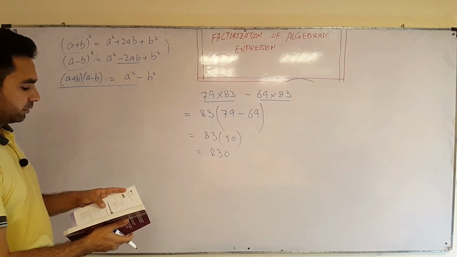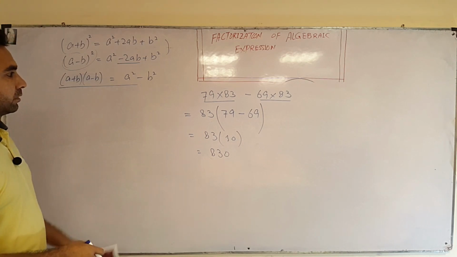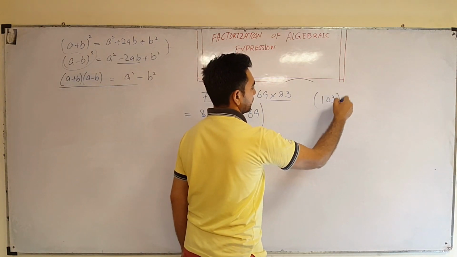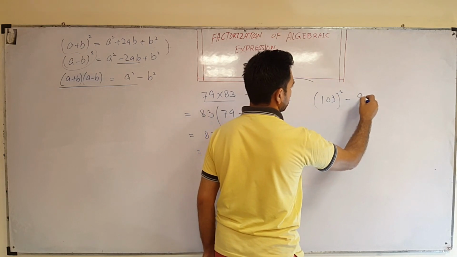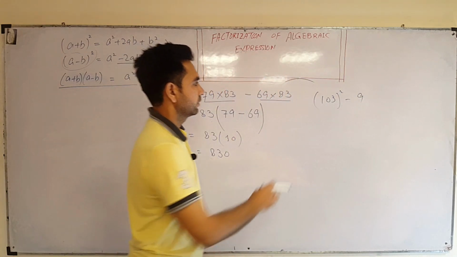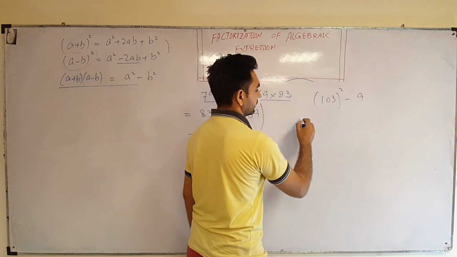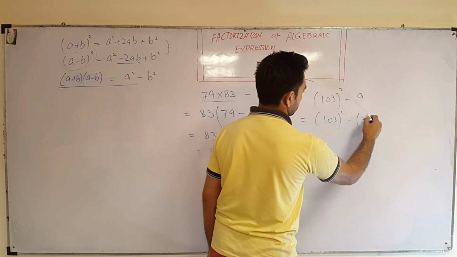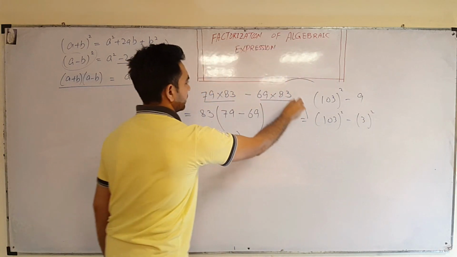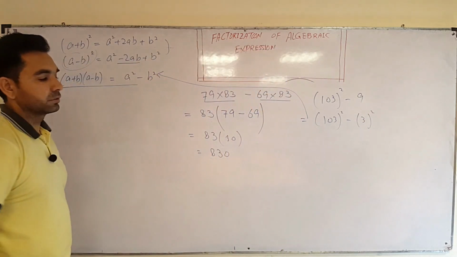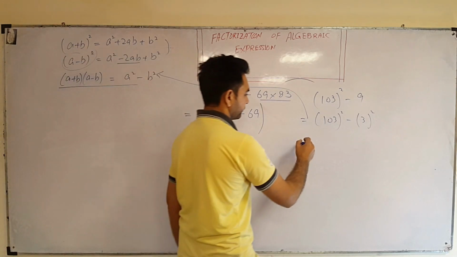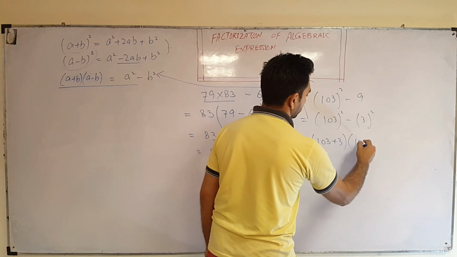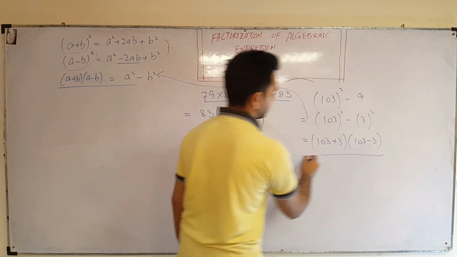And the next one, if they are giving you any problems of this type, that is a square minus b square, then you can write down 103 whole square minus 3 square, and this you can compare using this one. So that would be 103 plus 3 and 103 minus 3.